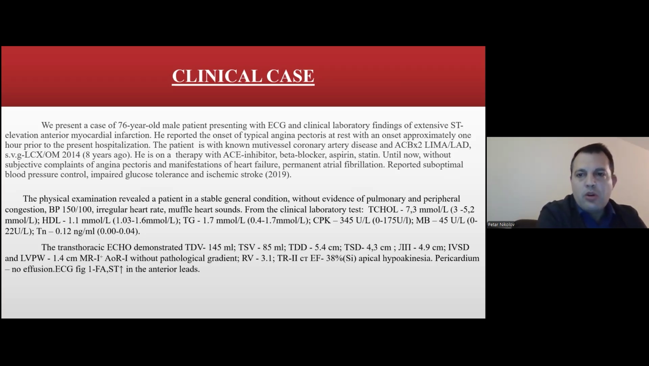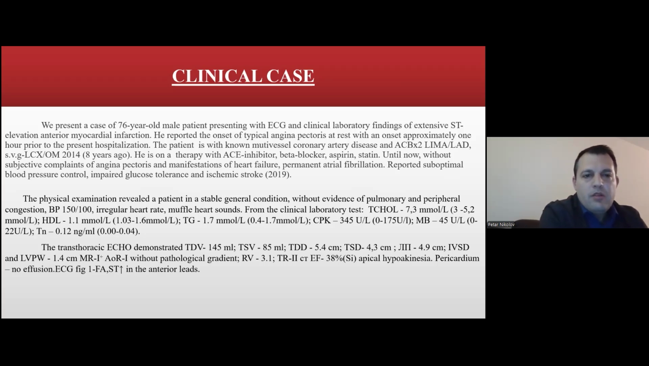From the clinical laboratory tests, the total cholesterol level was 7.3 millimoles per liter. HDL was 1.1 and triglycerides were 1.7. The creatine phosphokinase and its MB fraction were elevated. The troponin was 0.12; in our laboratory, the upper limit is 0.04.